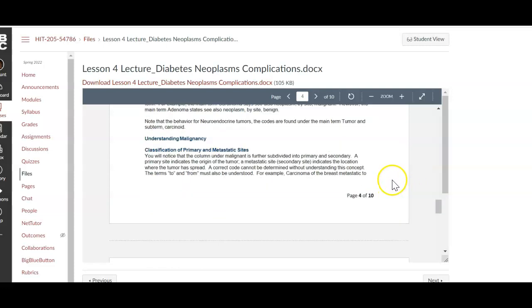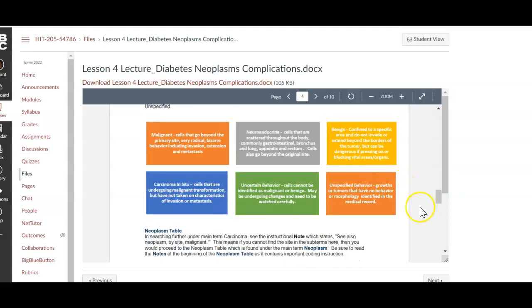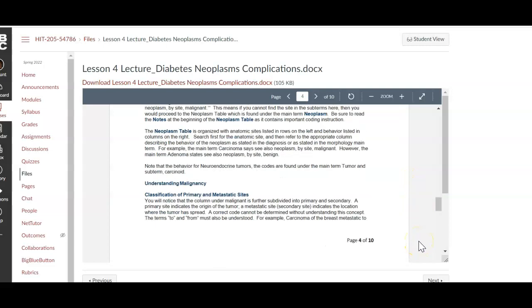Okay. So the next thing I want to go here is primary and metastatic sites. You will notice that the column under malignant is further subdivided into primary and secondary. A primary site indicates, keep this in mind, the origin of the tumor, where it started. A metastatic site, secondary, indicates where it went to or the tumor has spread. So make sure you really pay attention to this.